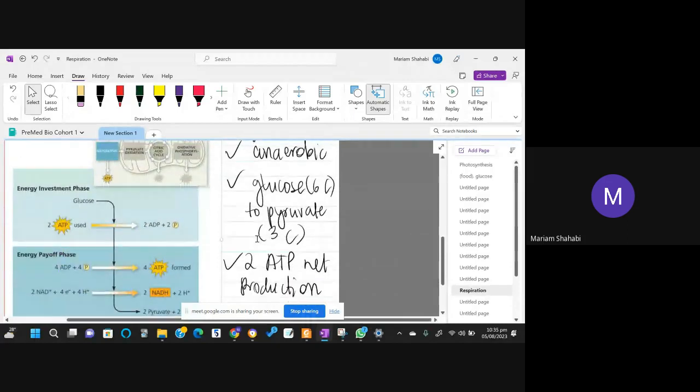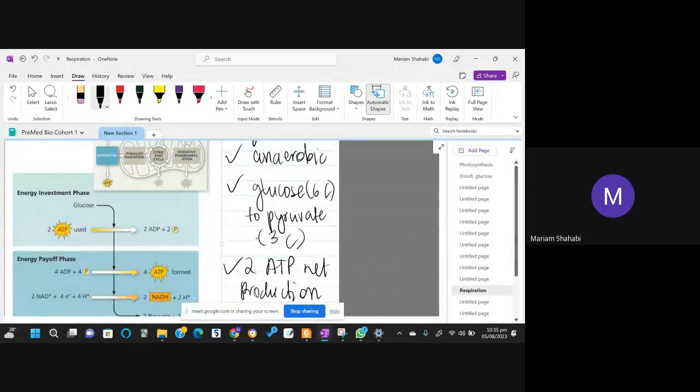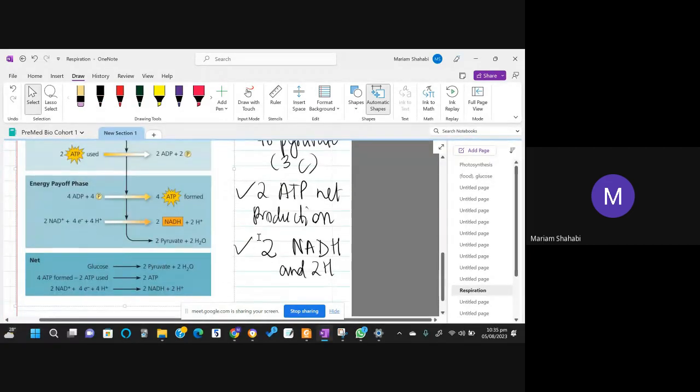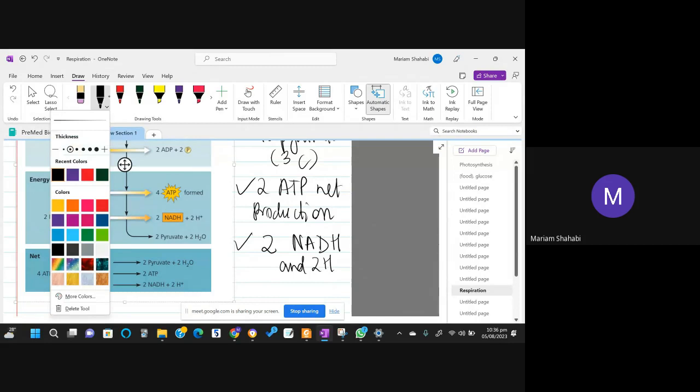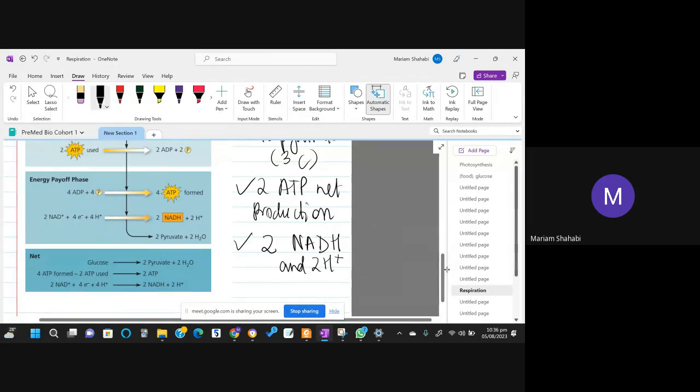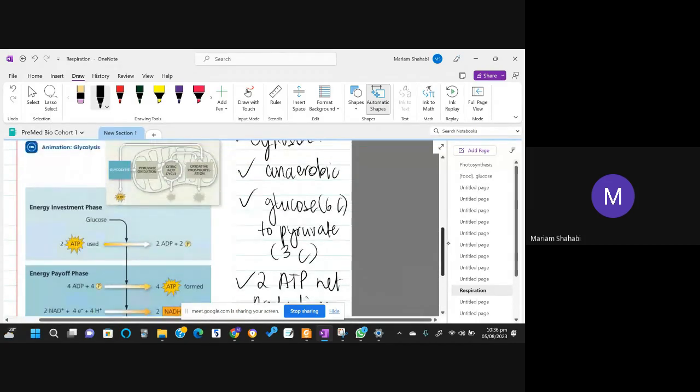And glucose is converted. Glucose is a 6-carbon compound. It is converted to pyruvate, which is a 3-carbon compound. The net ATP produced is 2 molecules of ATP. And then you will also have 2 NADH and H plus, as mentioned here.